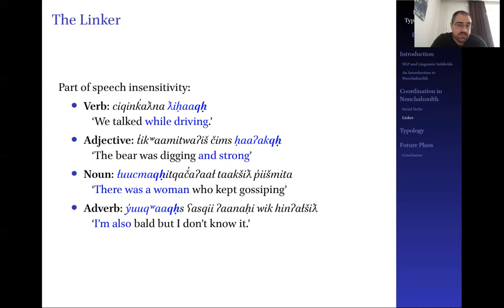It can occur on an adjective. The bear was digging and strong. It can occur on a noun, which is hard to translate. There was a woman who kept gossiping, but it looks almost like being a woman and keep gossiping. And it can even occur on an adverb. I'm also bald, but I don't know it.